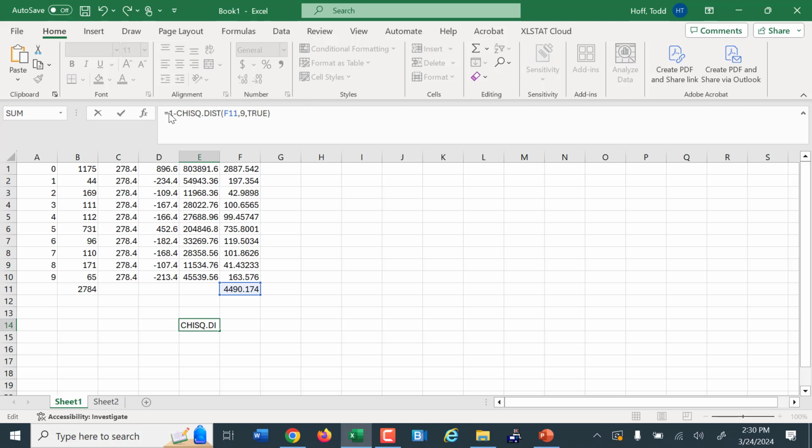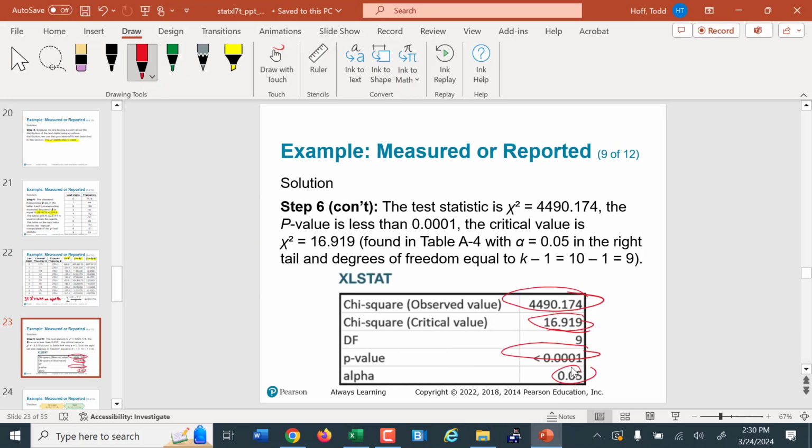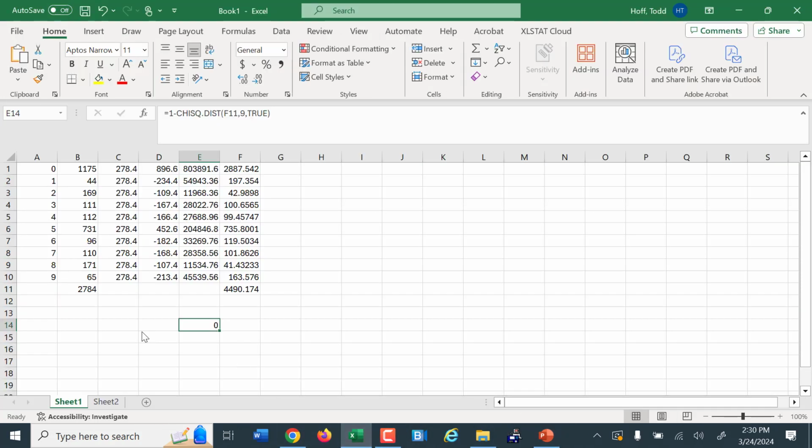I don't know why Excel gives the left tail area, because when it's chi-squared distribution, it's always the right tail that we're interested in. But you can see we get 0 as that probability. We got a p-value of basically 0. They were saying 0.0001. It's actually a little bit smaller than that. But you can see why Excel would give 0.